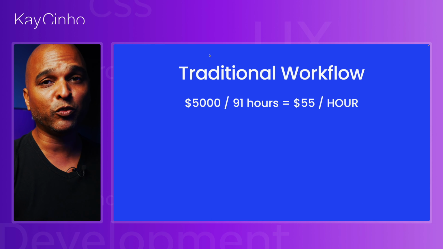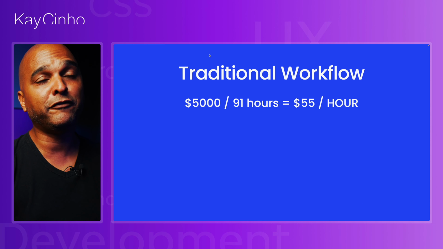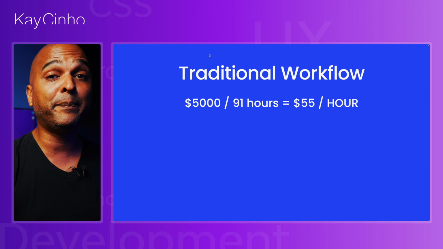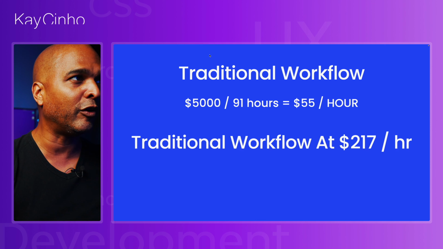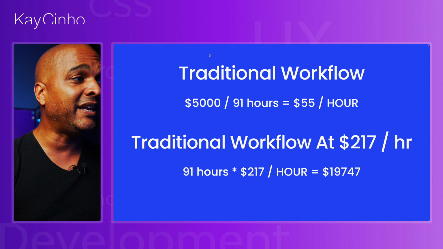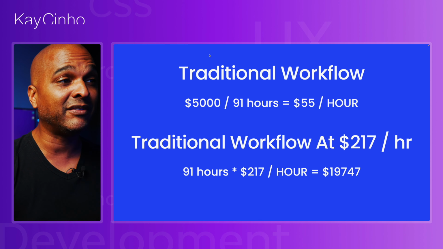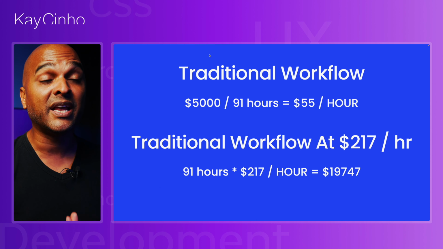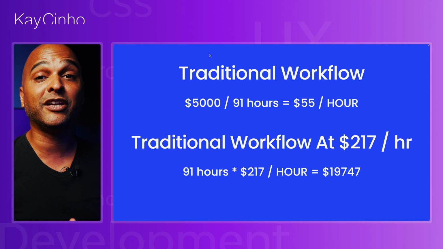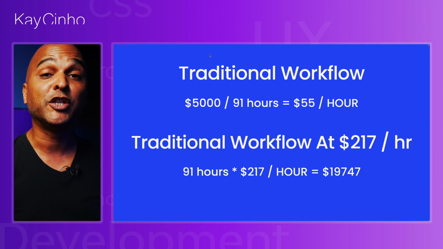Now, to give you some perspective, if we still went to do the traditional workflow, but instead of getting paid $55 per hour, we wanted to be paid $217 per hour, just like for the theme builder workflow, here is the breakdown. It would be 90 hours by $217. So the total cost of the project would be $19,747. In other words, 20K.